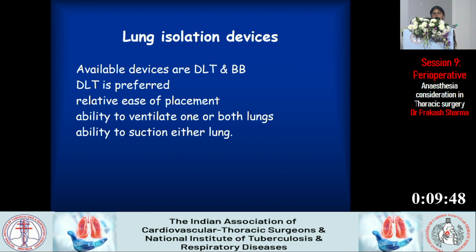The lung isolation devices which are available to us are the double lumen tubes and the bronchial blockers, out of which a double lumen tube is preferred because of ease of placement, the ability to ventilate one or both the lungs, and the ability to suction either of the lungs.